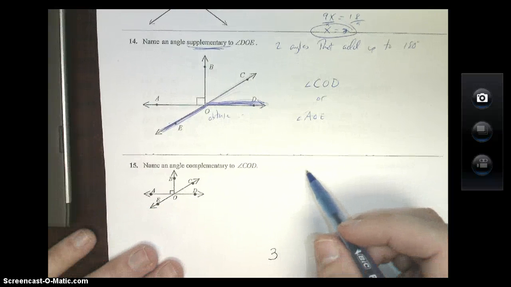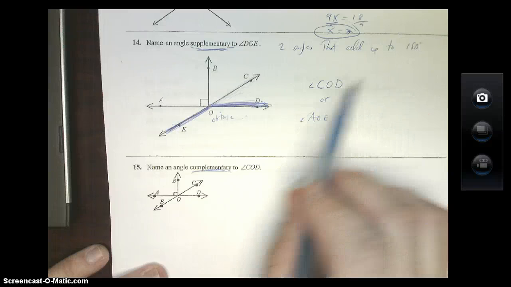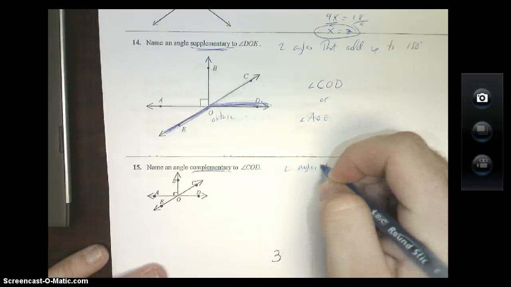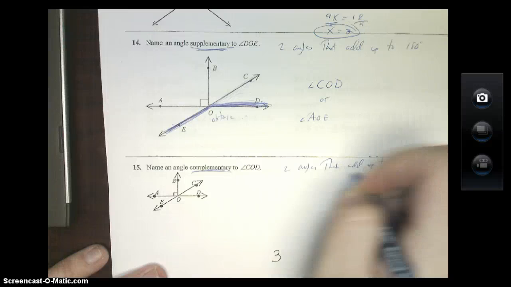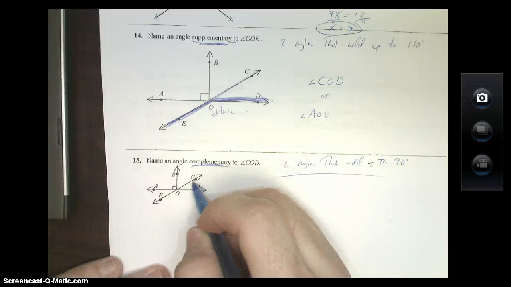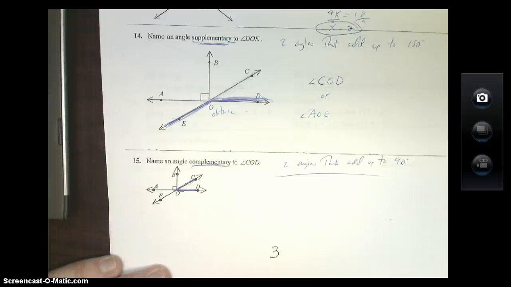15 kind of helps go right with that when it's saying complementary. So if supplementary is 180, complementary is going to be 90. Okay, two angles that add up to 90 degrees. Okay, so COD is right here. So I'm looking for an angle that will go with it to add to 90. Well, if you're looking around here, here's DOE. That'll be supplementary to it, right? That's not what we're looking for. We're looking for complementary. AOB is a good choice.